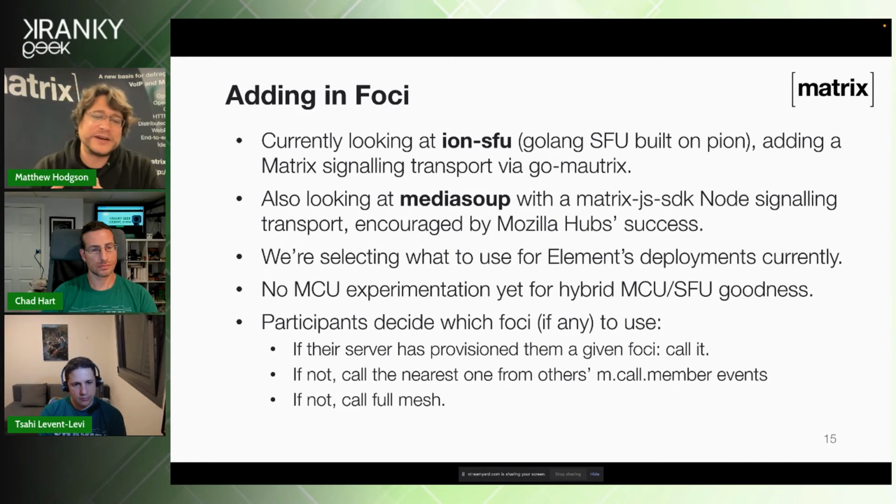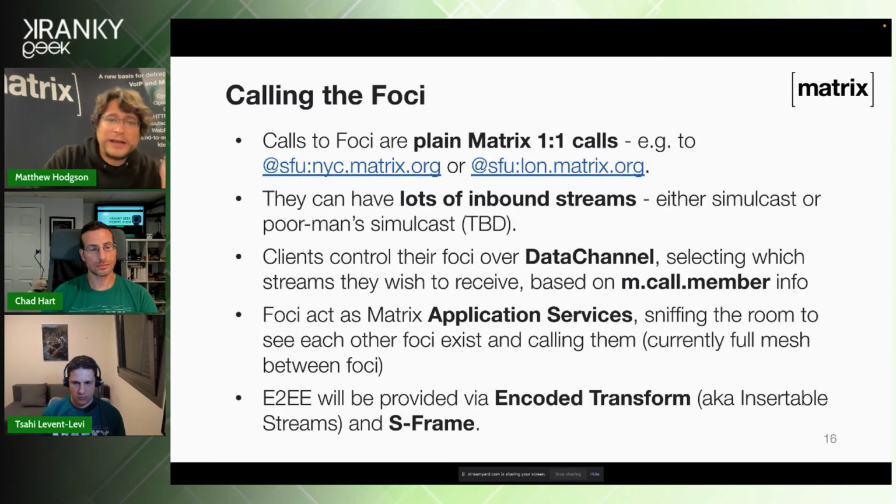And participants decide which focus to use. If their server has provisioned them with a given one, you call that. If not, you call the nearest one based on latency from other people's advertised membership events. Otherwise, you just start calling people for mesh. The way you call it is plain Matrix one-to-one calls. So the foci have Matrix addresses like sfu.nyc or sfu@london.matrix.org.